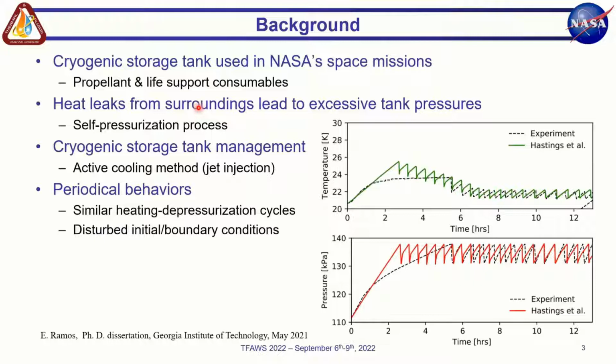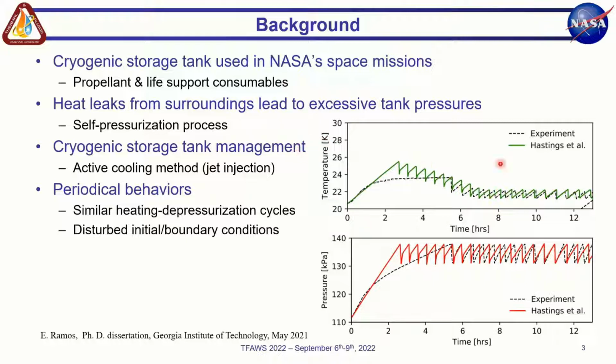As we know, the cryogenic storage tank is widely used in NASA space missions, for propellants and some life support consumables, like liquid oxygen. But there are heat leaks from surroundings, like the radiations or some structural heat leakage, and this will lead to excessive tank pressures, and we call this the self-pressurization process. And also, we need to depressurize the cryogenic tank, and now, compared to the original ventilating method, we prefer some active cooling method like the jet injection.